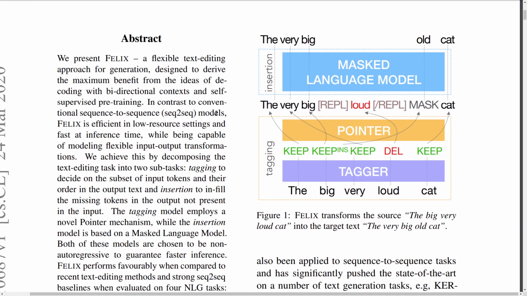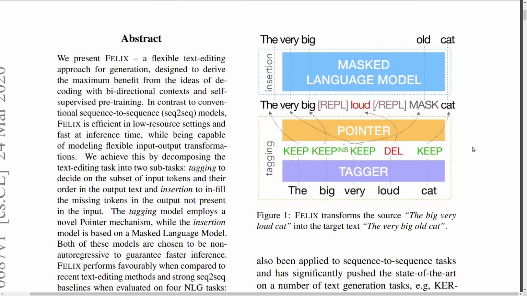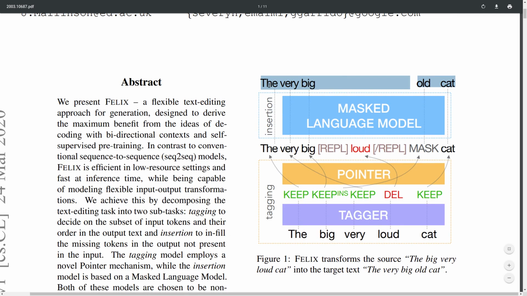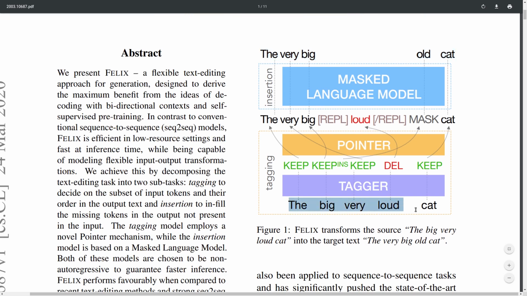So, as you may know, sequence-to-sequence models are predominantly used in tasks like neural machine translation. The way those models work is, if we take this example figure here, you're given an input sequence like the big, very loud cat, and you're trying to generate an output sequence like the very big old cat. So if the target sequence is in a different language, let's say German, it makes sense to use standard sequence-to-sequence models, because they generate the output sequence word by word from scratch, conditioning on the input sequence.